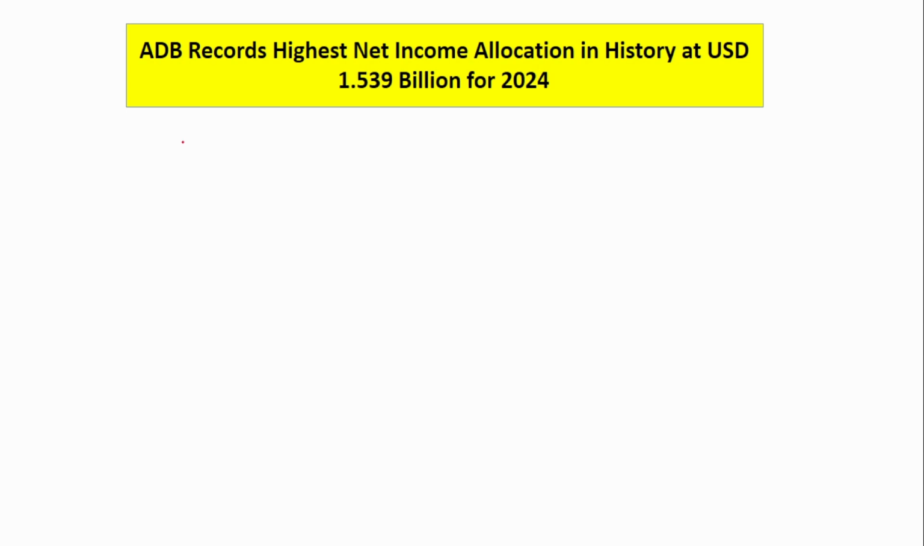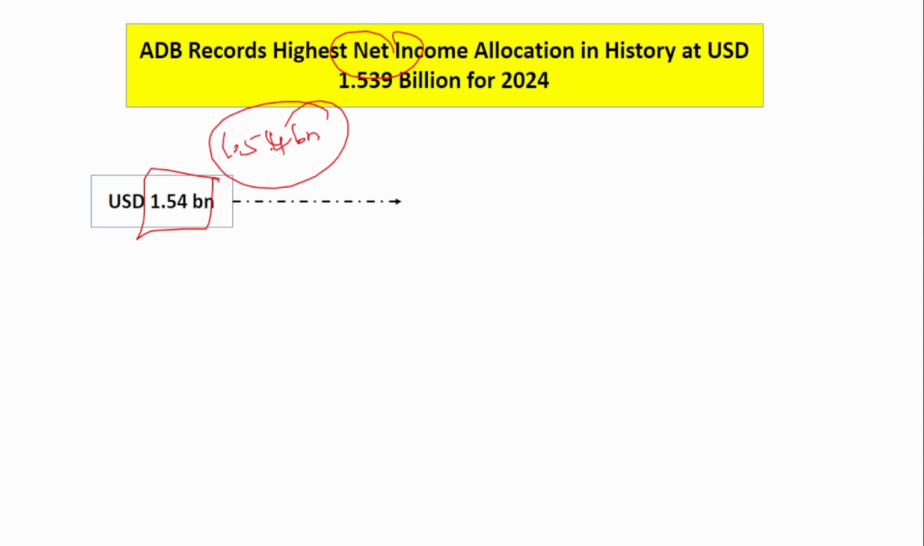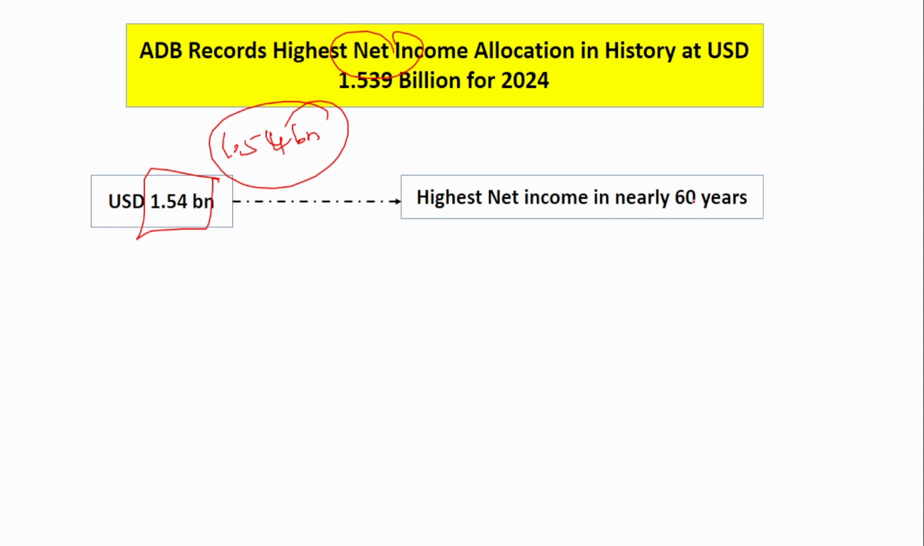Next, ADB records the highest net income in over 60 years. ADB has received the highest net income. So the amount is $1.54 billion. Remember the amount, it is very important. $1.54 billion. So the highest net income in nearly 60 years.